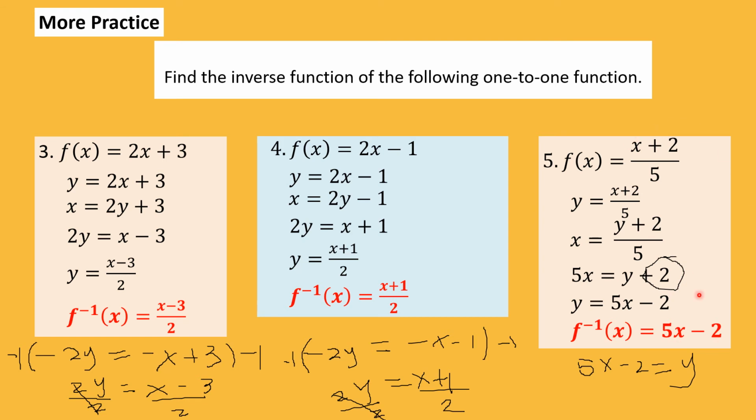So, if you can see po, dati po siyang division. So, divided by 5, dito, multiplied by 5 si x. And then, dating minus 2, ay plus 2, dito po ay naging minus 2. So, nag-change po rin or na-inverse din ang kanyang operation.